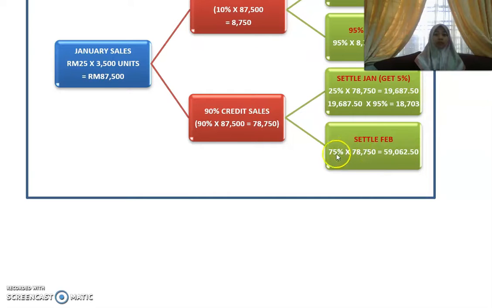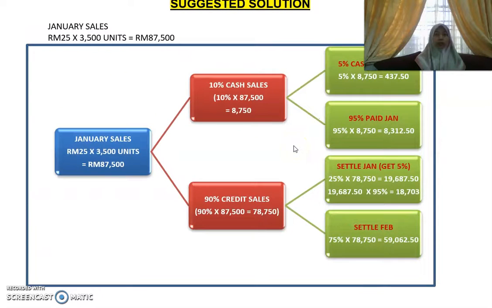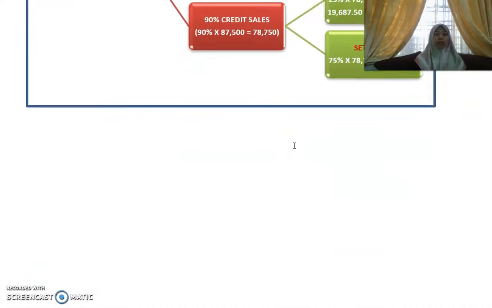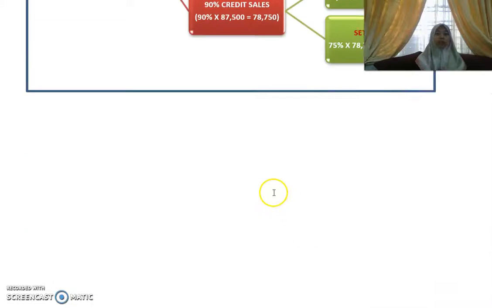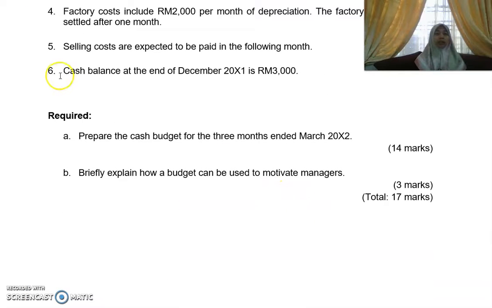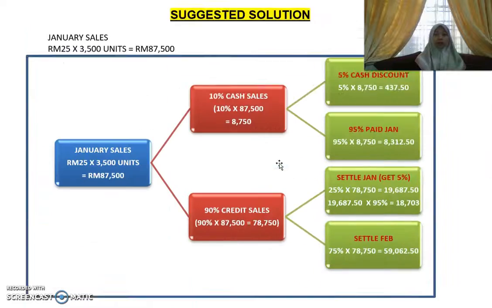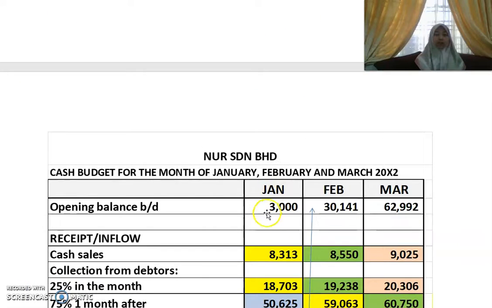So 75% of your 78,750 just now will be settled in February. So based on this information, you can put into your cash budget. When you prepare your cash budget, you start off with your opening balance. Where do we get the opening balance? For January, given in the question, cash balance at the end of December 20x1 is 3,000. That will be the opening balance for January. So for January, you will have an opening balance of 3,000 here.